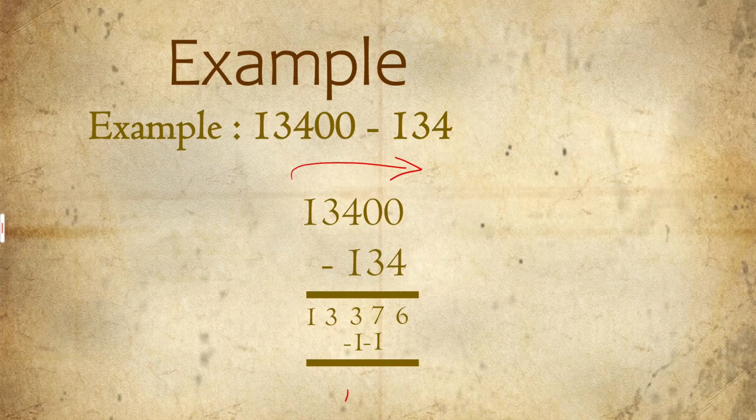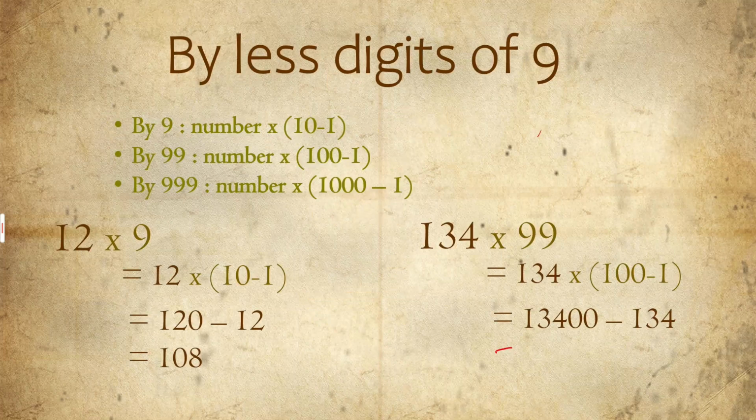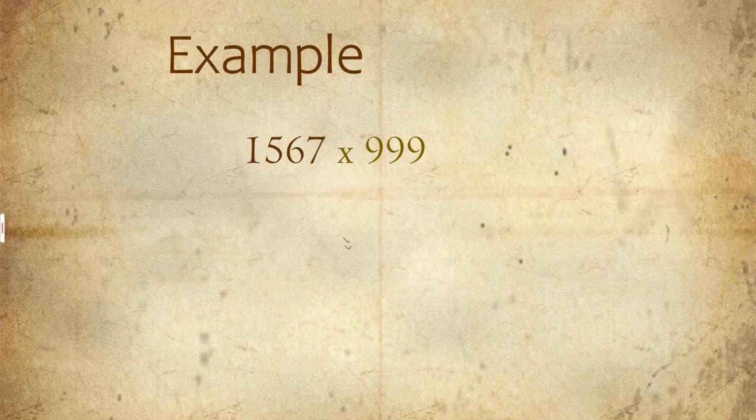Therefore, the final answer for this is going to be 13266. All right, moving on to the next example. We have 1567 into 999. This has 4 digits, this has 3 digits. The number of digits in the nines is lesser. Therefore, we can use the less digits of 9 rule over here.